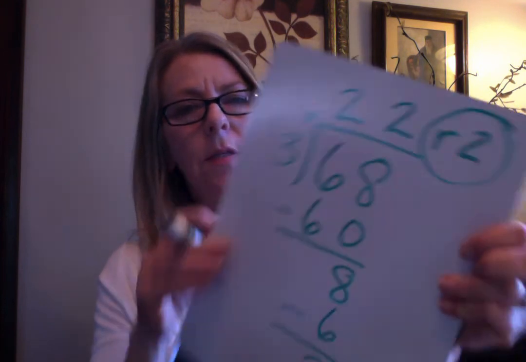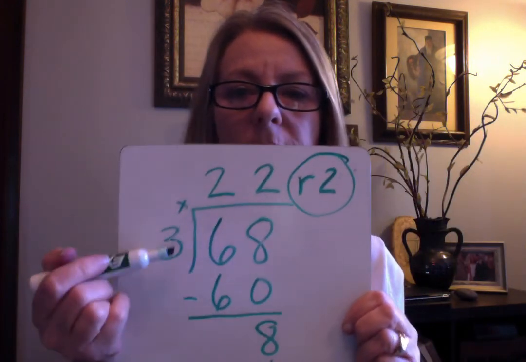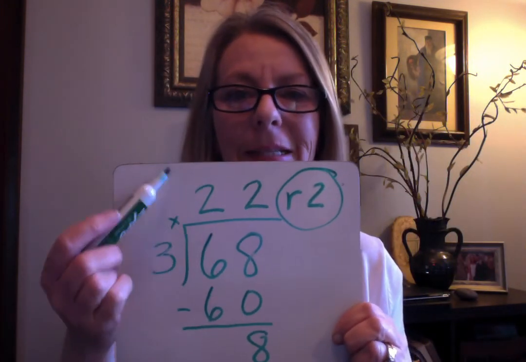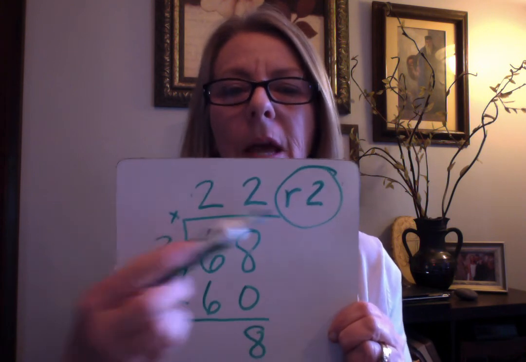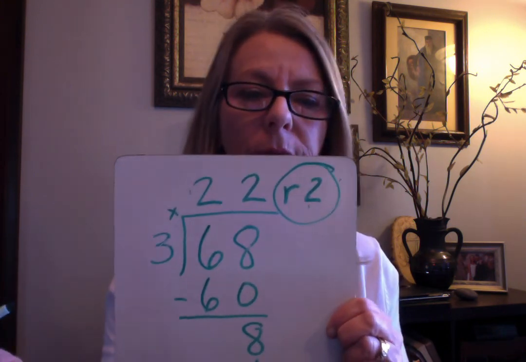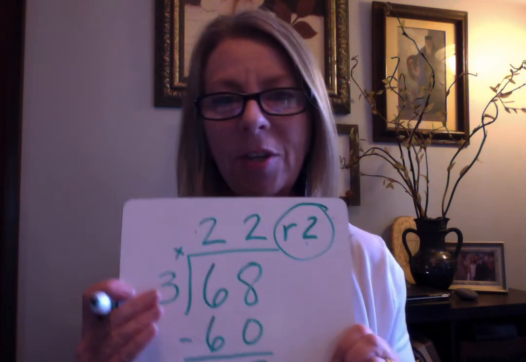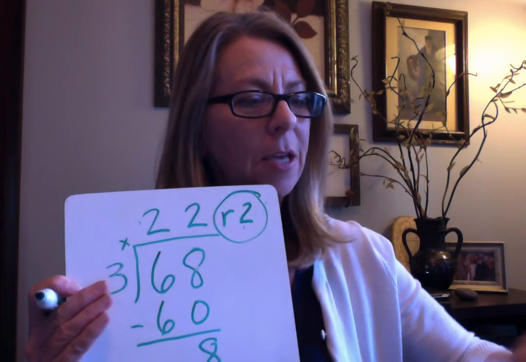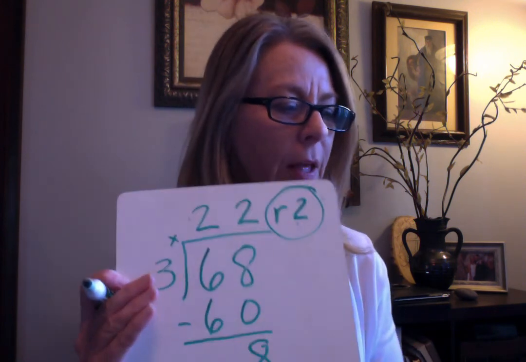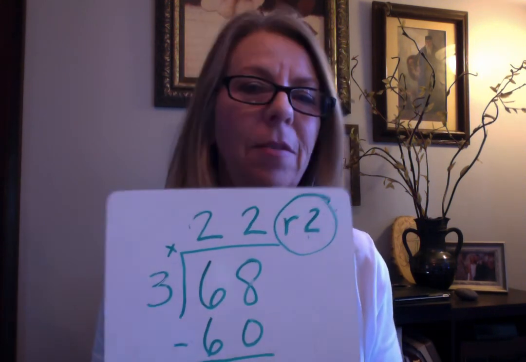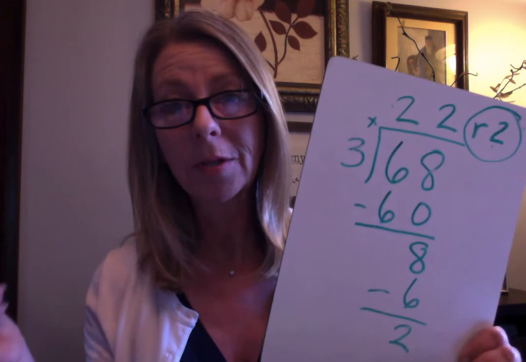So what could we do with those 2 extra peaches? Each of the grandchildren wanted exactly the same amount, so they get 22. But now Grandpa's got these 2 leftovers. So what is he going to do? Maybe he could give them to Grandma. Maybe he could eat them himself. Maybe he could feed the birds with it, right?